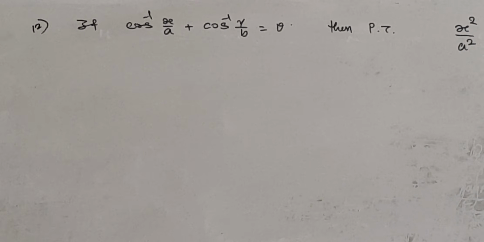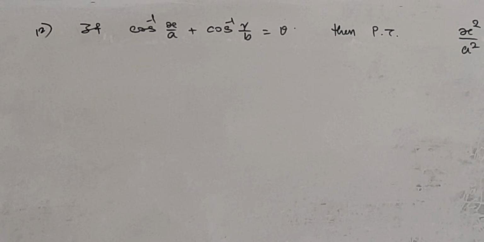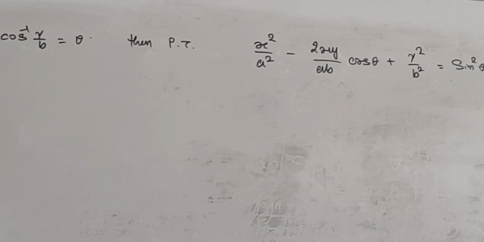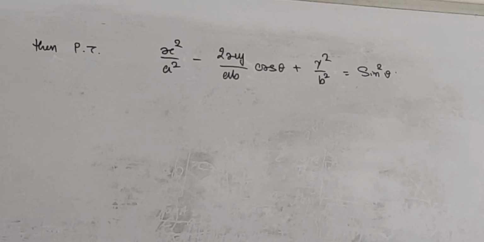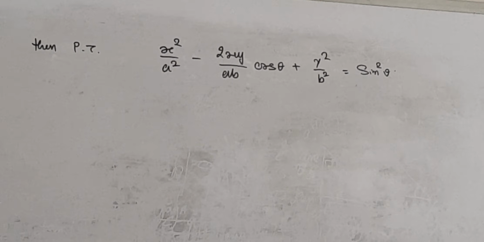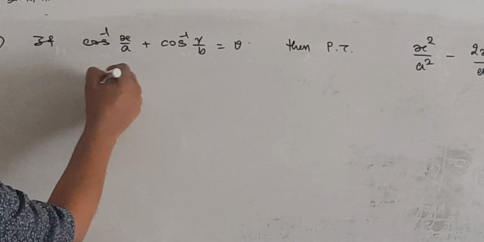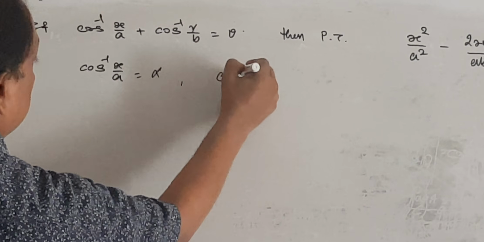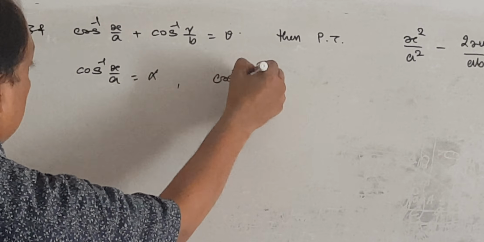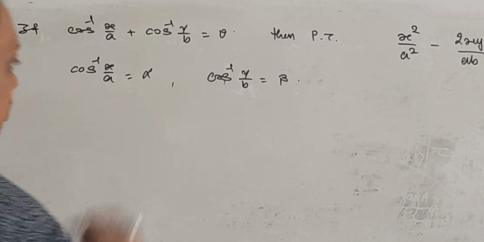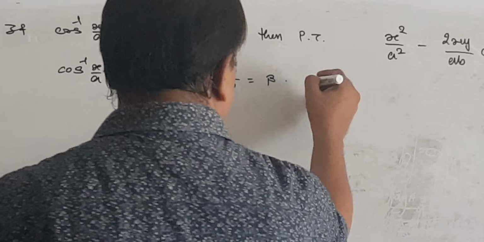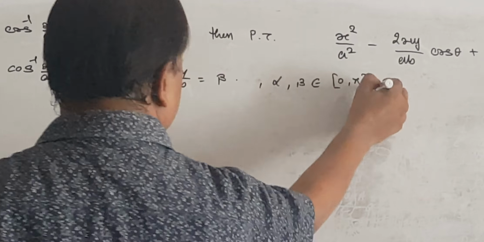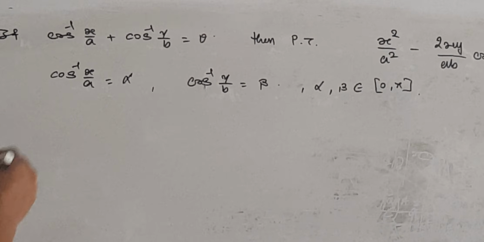If a cos inverse x upon A plus cos inverse y upon B is theta, then prove that x square upon A square minus 2xy upon AB cos theta plus y square upon B square is equal to sin square theta. See, first we take cos inverse x upon A is alpha and cos inverse y upon B is beta, where alpha and beta belong to the closed interval 0 to pi. Clear? So the inverse is possible.